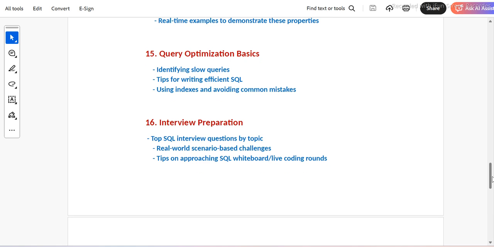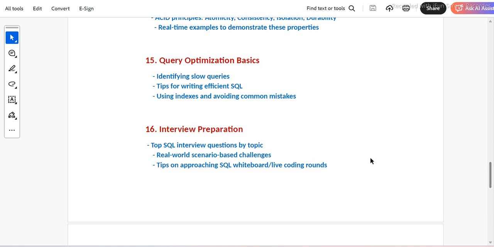Now, number 16, interview preparation. Obviously, in the entire syllabus itself, everywhere I will be talking about interviews, but again we'll talk about top SQL interview questions by topic. And trust me, if you prepare all of them, there is nothing else that people can ask outside this, for any kind of role. I guarantee everything will be covered in this particular syllabus.